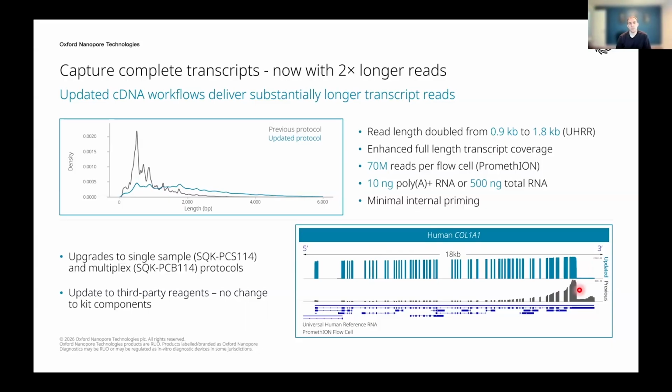And the workflow changes, while they gave us the greater length, they still maintained the high output of the PromethION. We're getting about 70 million reads per flow cell. It still has accessible input requirements of as little as 10 nanograms of poly-A RNA or 500 nanograms of total RNA, and maintains some of the chemistry advantages we have as well with really minimal internal priming for good data quality.